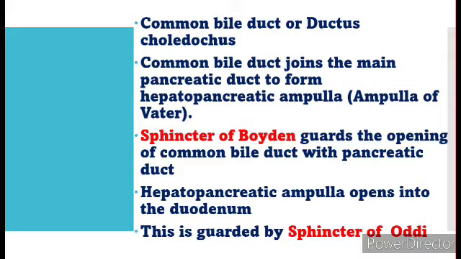This hepatopancreatic ampulla opens into the duodenum. Here, this opening is guarded by the sphincter of Oddi. Don't get confused. Sphincter of Boyden guards the opening of the common bile duct with the pancreatic duct. Sphincter of Oddi guards the opening of the hepatopancreatic ampulla to the duodenum.